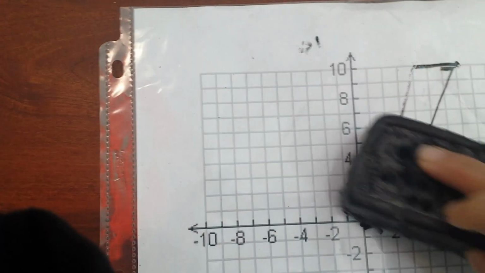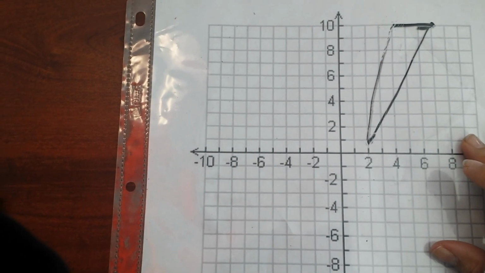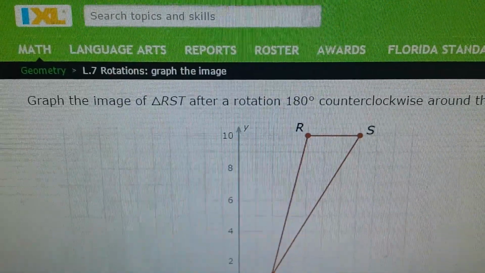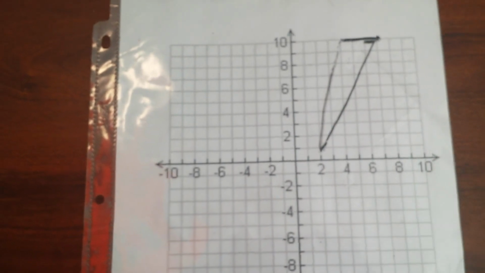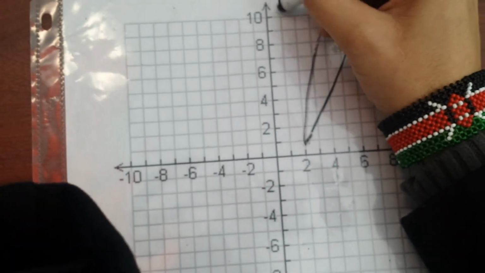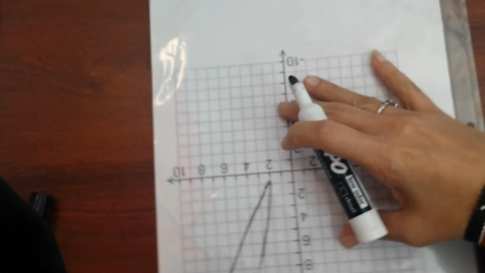You do need to have this sheet of paper in front of you, so just make a graph. Just draw it on any sheet of paper, make an X and Y graph, and then plot your points here, and then do the rotation. So we're doing 180 degrees counterclockwise. How many turns is that? How many 90s is that? That's two 90s, that's 2 turns. Counterclockwise is going to be to the left, so we're going to turn it 2 times. So watch. That's 1 turn, 2 turns.